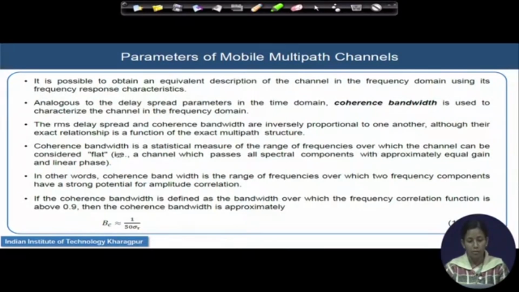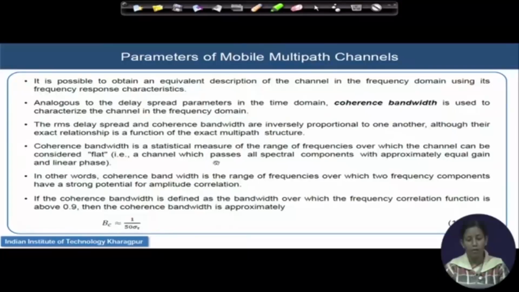We consider that the coherence bandwidth is basically the bandwidth over which the statistical property of the channel remains constant, and the channel will behave as a flat channel. Flat means that all the spectral components that pass over that bandwidth will get an equal amount of gain, attenuation, and linear phase change. In other words, you can also say that it is the coherence band.